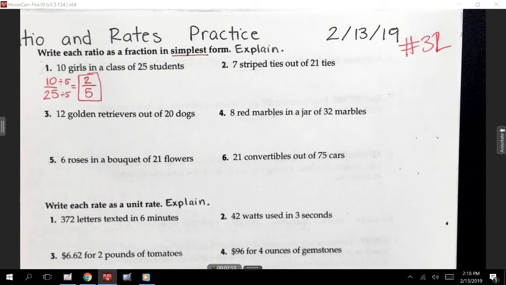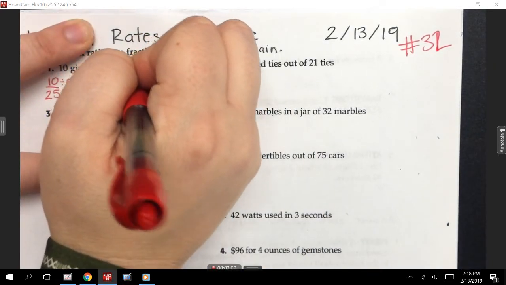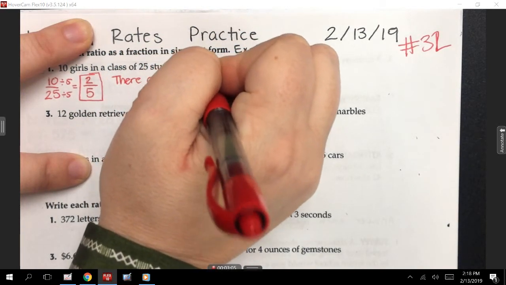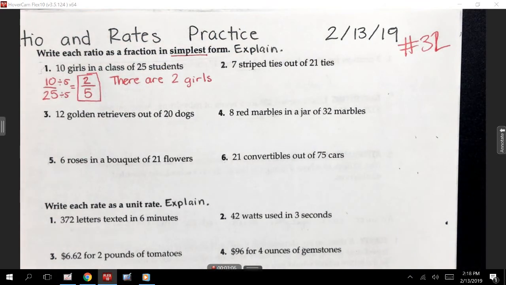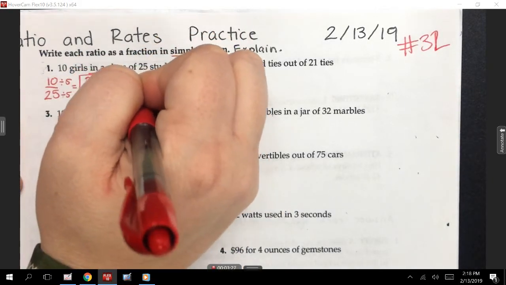Okay? So what would be a better way to word this description? Drew? There are 2 girls in a group of 5 students. There are 2 girls. I agree with that. The second part, I want worded a little bit different. There's a certain phrase that we discussed. Jay? Not quite what I'm looking for. Brandon? There are 2 girls out of 5 students. Out of 5 students. All right.